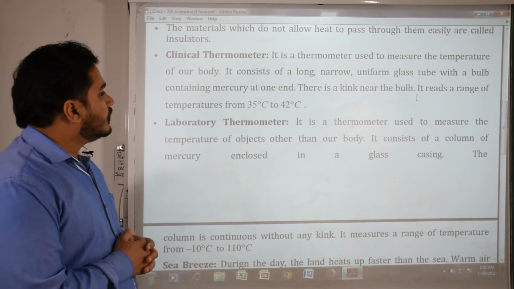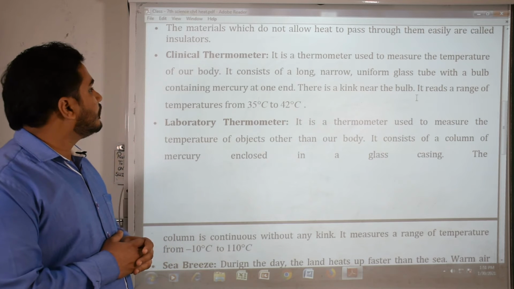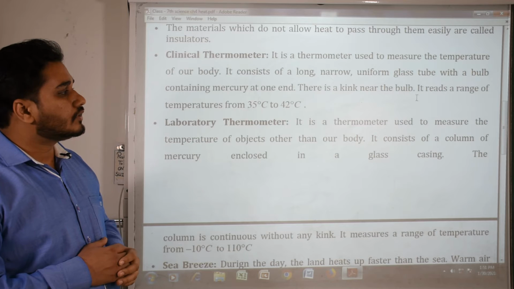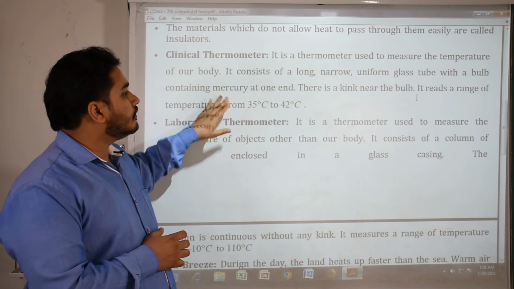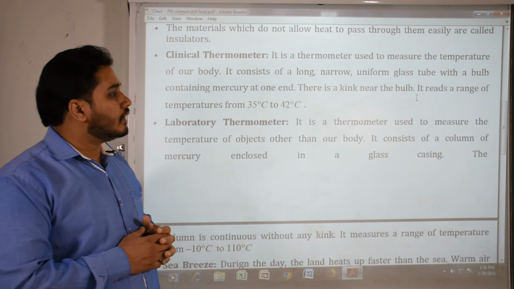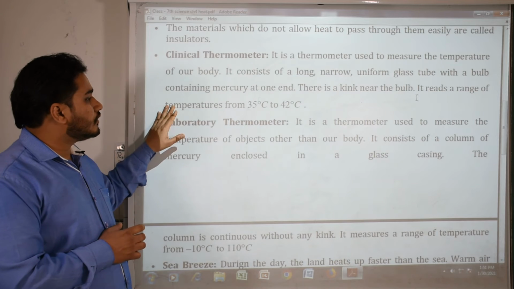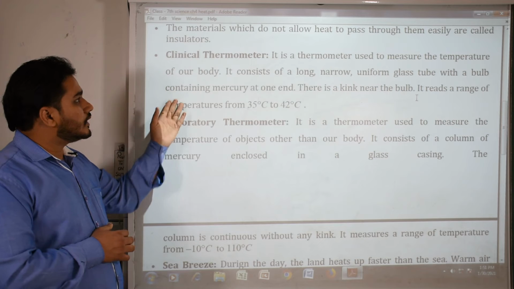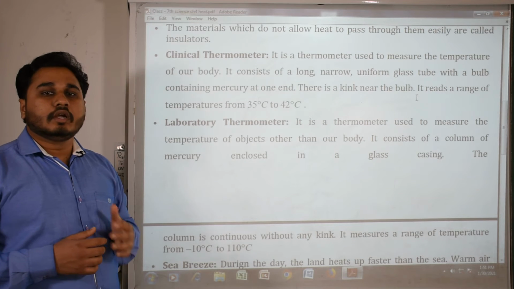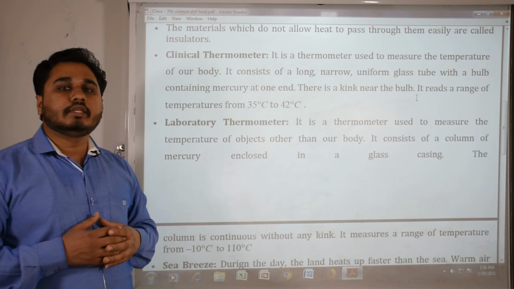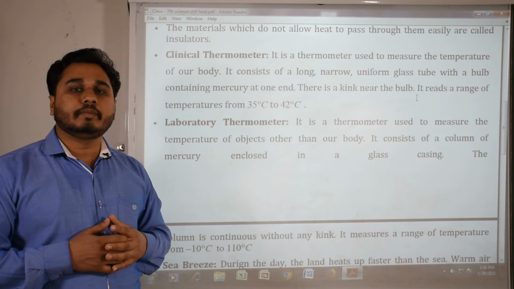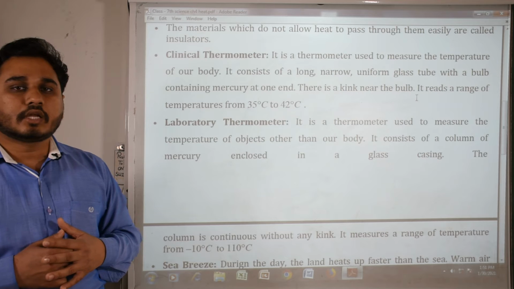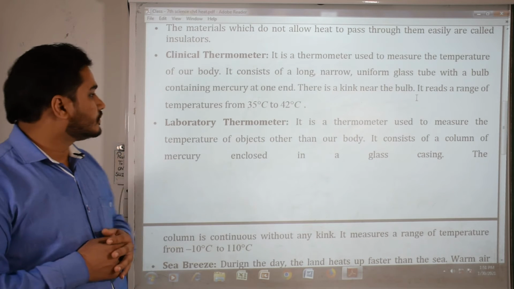Clinical thermometer. It is a thermometer used to measure the temperature of our body. It consists of a long, narrow, uniform glass tube with a bulb containing mercury at one end. There is a kink near the bulb. It reads a range of temperature from 35 degrees Celsius to 42 degrees Celsius. Nowadays, the clinical thermometer is not in use because we are using digital thermometers, and in this pandemic we are using infrared or touchless thermometers.